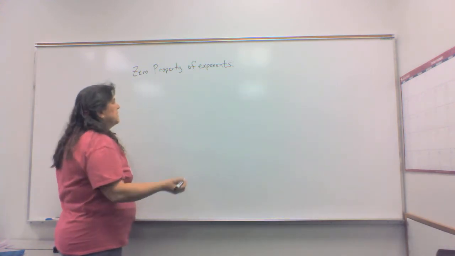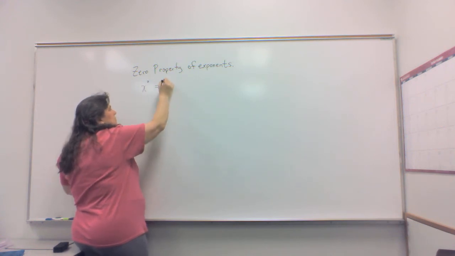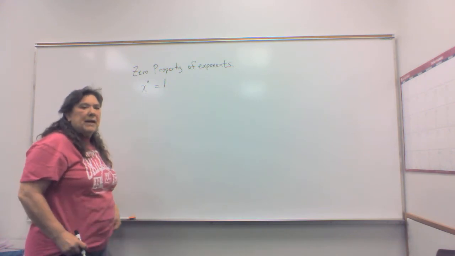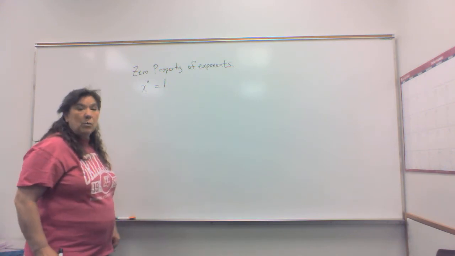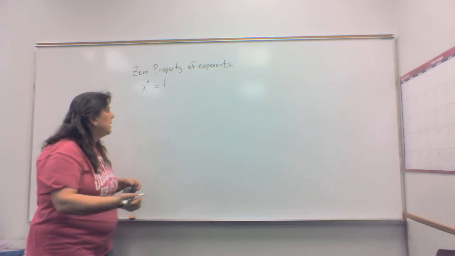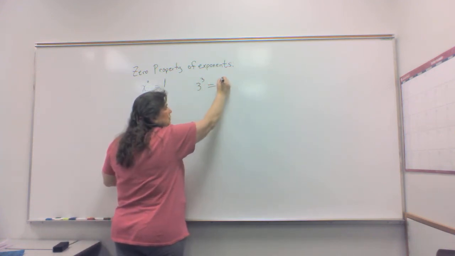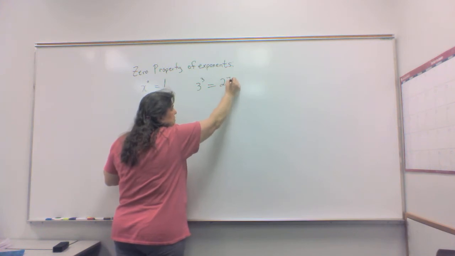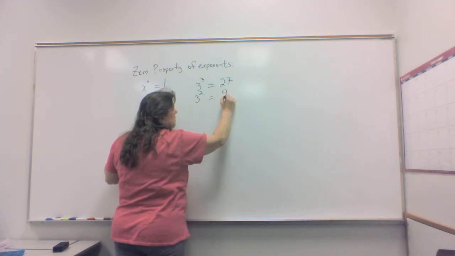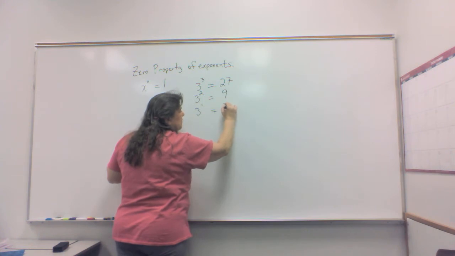Okay? So the zero property of exponents, x to the 0 is equal to 1. So the zero property of exponents says if your base has a power of 0, it is equal to the number 1. Okay, so now let's look at this. If I have 3 to the third power, this is equal to 3 times 3 times 3, which is 27. 3 to the second power is 3 times 3, which is 9. 3 to the first power is simply the number 3.